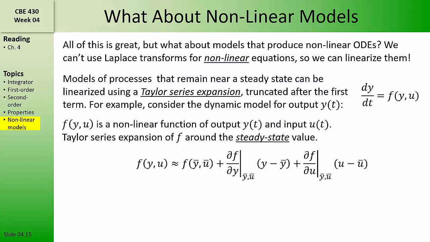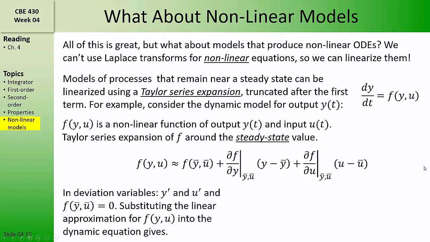Of course, the Taylor series expansion has higher second order and third order, etc. terms, which we can truncate, and by truncating after the first order terms, we have a linear equation in the deviation variables y prime and u prime. Furthermore, since f of y and u describes the time derivative of y, then f of y bar and u bar must be 0, because at the steady state, the time derivative of y must be 0.